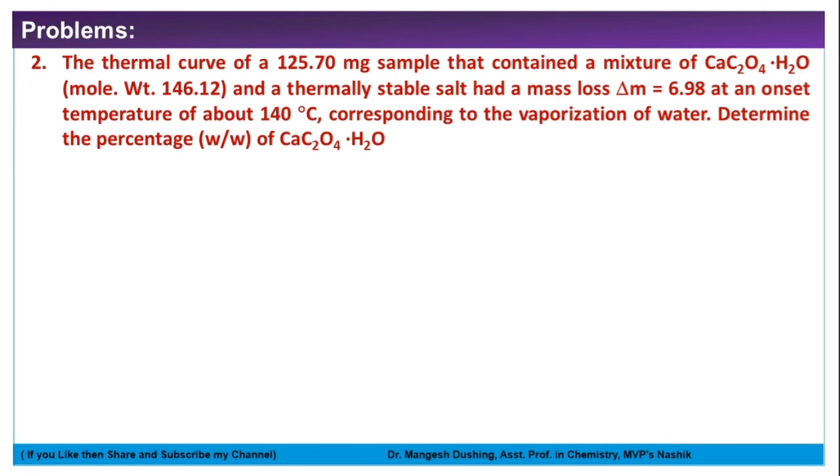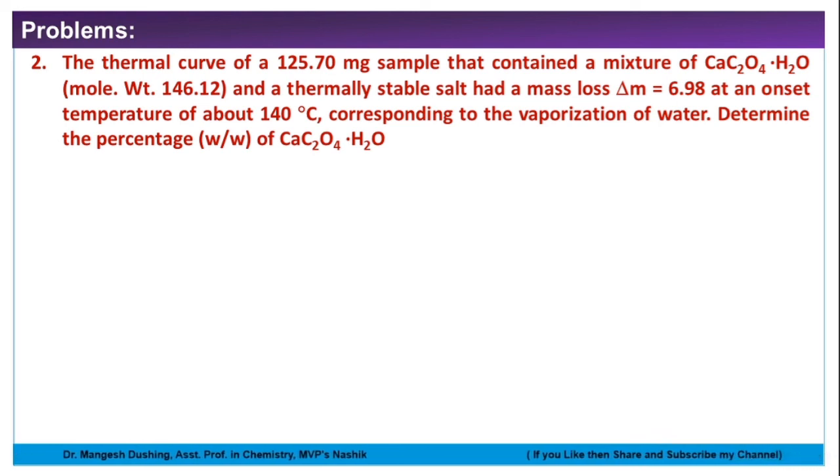So in this way, if we know the molecular weights, we can calculate the loss in mass as a percentage. Problem number two: the thermal curve of a 125.7 milligram sample, which is a mixture of calcium oxalate monohydrate, molecular weight 146.12, and a thermally stable salt, has a mass loss delta M of 6.98 mg at an onset temperature of about 140 degrees Celsius, corresponding to the vaporization of the water. Determine the percentage of calcium oxalate monohydrate.